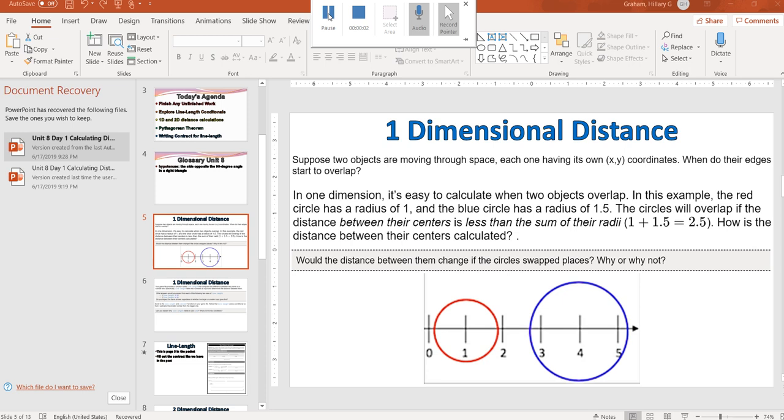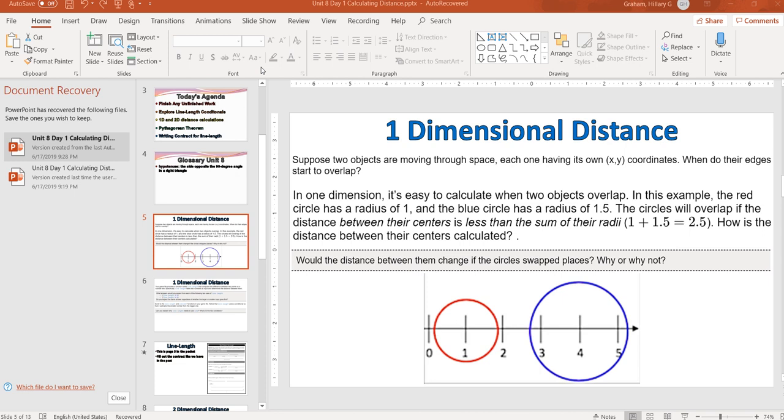All right, before we move on to the next part of your packet, which says line length, I'd like you to consider for a moment dimensional distance. So check out this slide I have right here and read along with me. Suppose two objects are moving through space, each one having its own xy coordinates. When do their edges start to overlap?